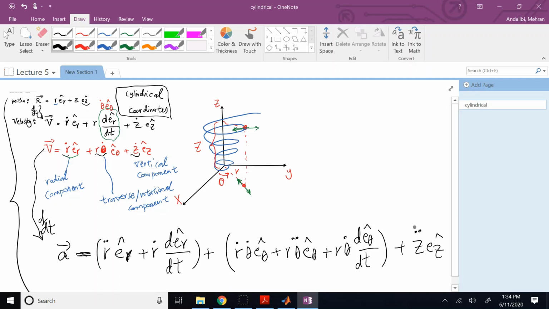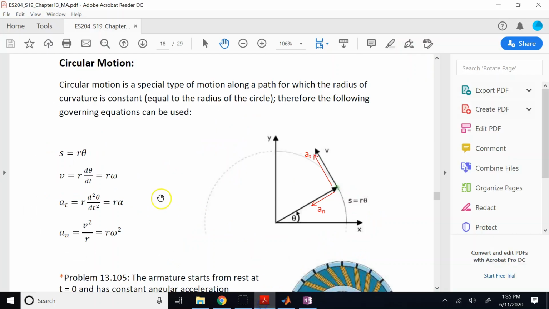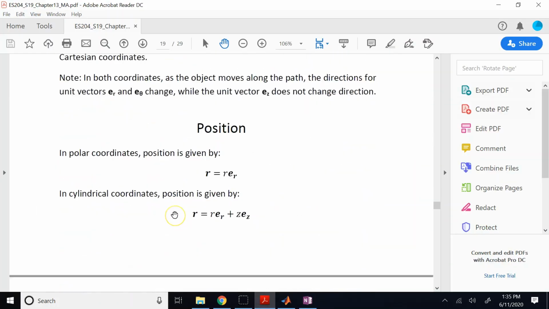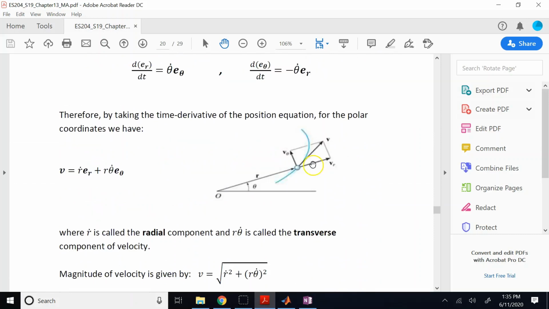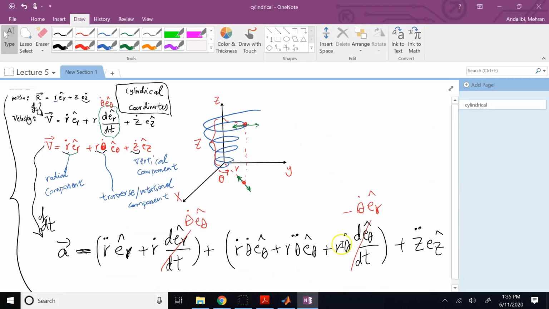Okay, so this is what you would get for acceleration, but we need to go and make it a little simpler by using those two rules that I showed you, that der over dt is what? Theta dot e theta, and then d e theta over dt is negative theta dot er. Okay, and it is in your lecture. You can see it here. If I plug those in, what do I get?